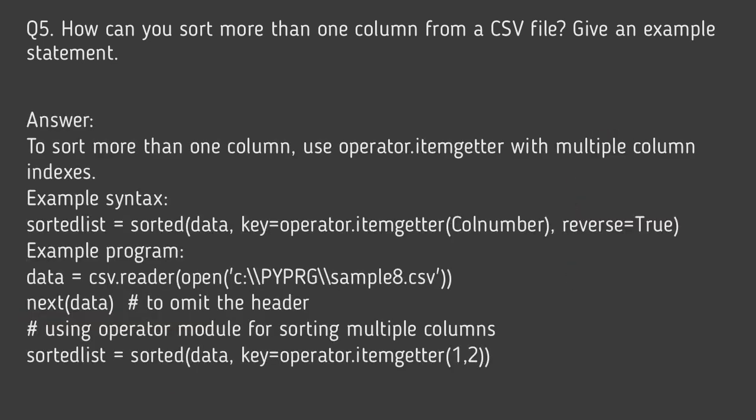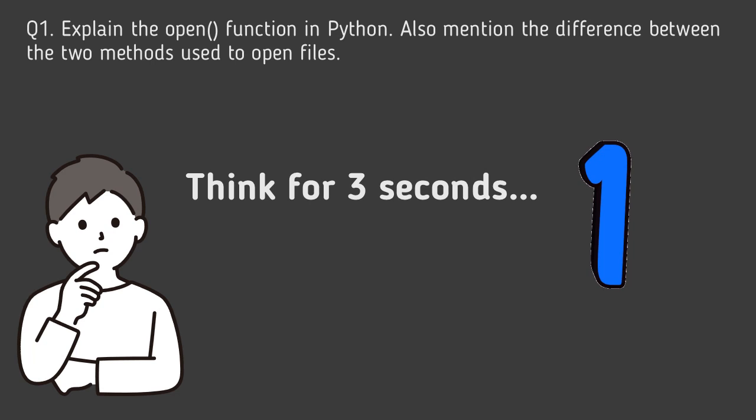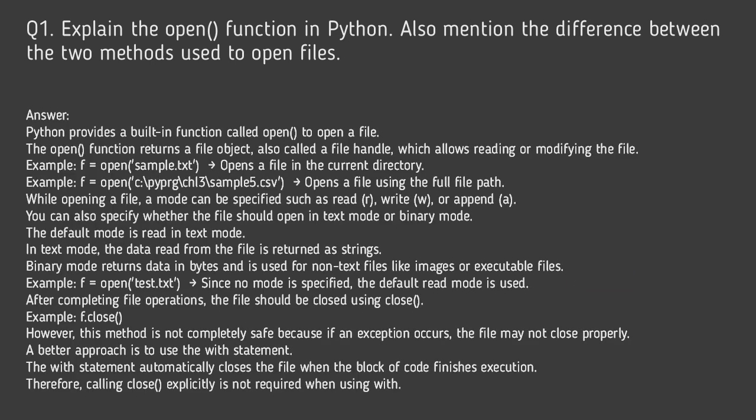To sort multiple columns in a CSV file, you can use operator itemgetter with multiple indexes. For example, itemgetter 1, 2 will sort data based on 2 columns. The open function in Python is used to open files and it returns a file object for reading or modifying data. Files can be opened in read, write, or append mode and also in text or binary mode. The with statement is safer because it automatically closes the file.